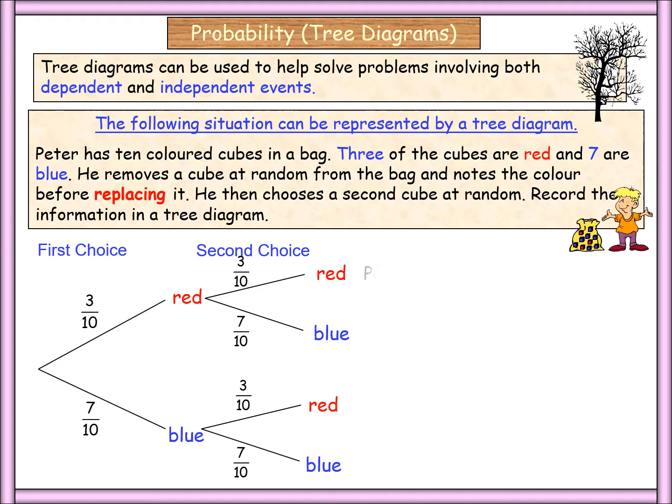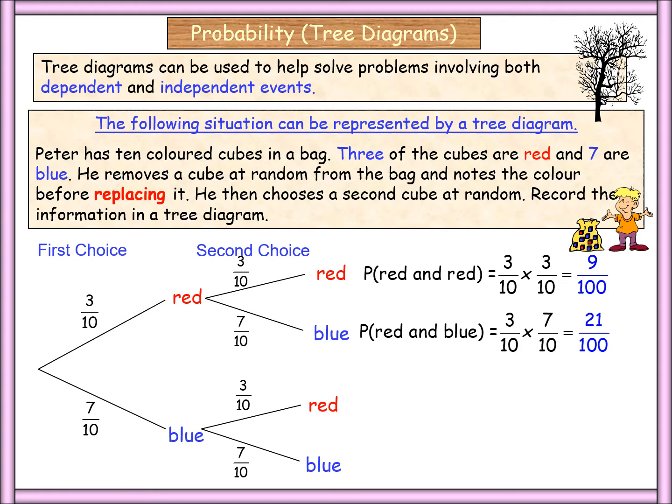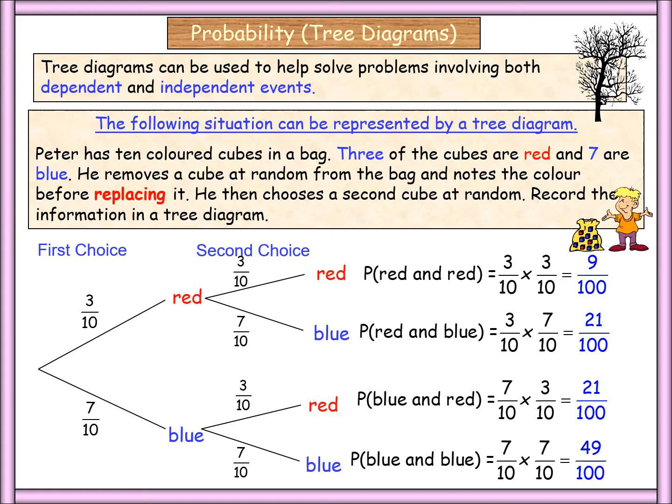So from here, we are going to multiply for the probability of red and red. So we have 9 over 100 and then multiplying the probability of red and blue, which is equal to 21 over 100. And then multiplying the probability of blue and red, which is equal to 21 over 100. And then the probability of getting blue and blue, it is equal to 49 over 100. So that is how we represent the tree diagram for problem like there is a replacement. So the word replacing is really very important.